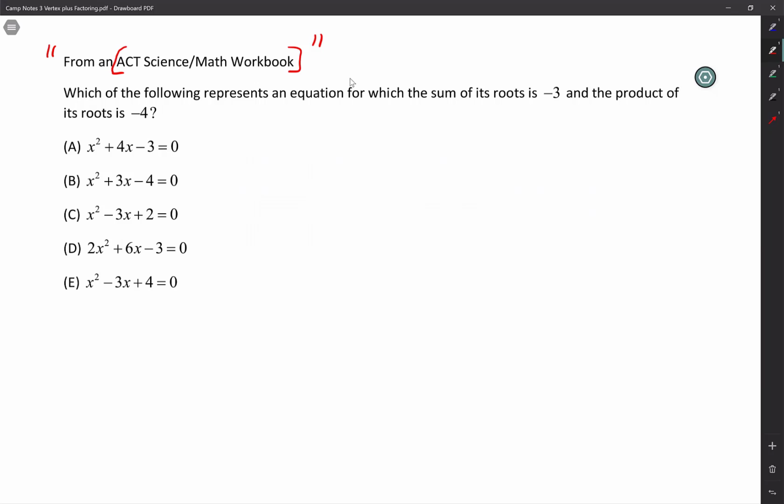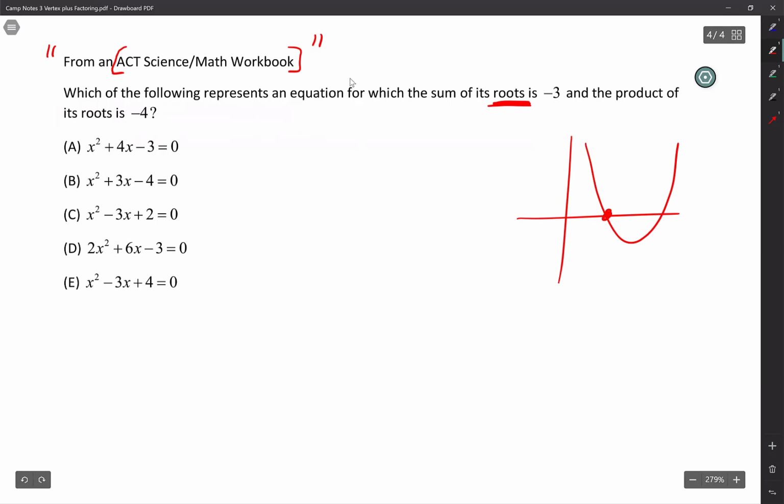It says, which of the following represents an equation for which the sum of its roots and the product of its roots is negative 4. I didn't mention roots, but I'll talk about that right now. Remember how I told you about solutions? This is what it means. The root, y equals x minus h, squared, plus k. The root is where the y value is 0.